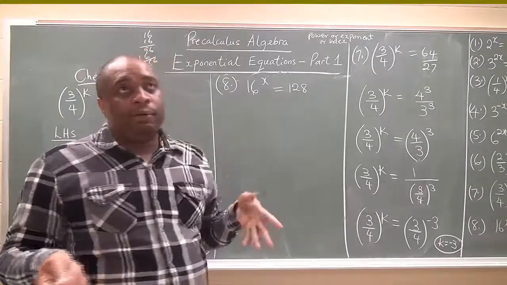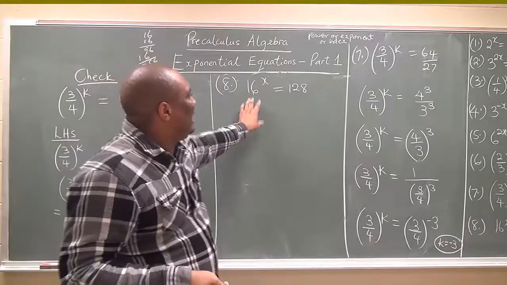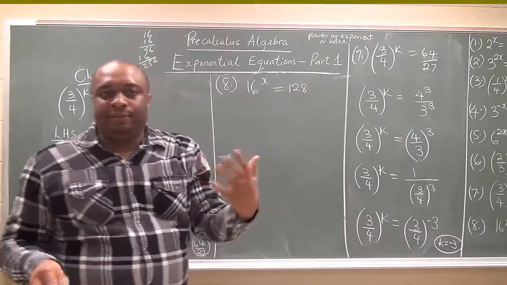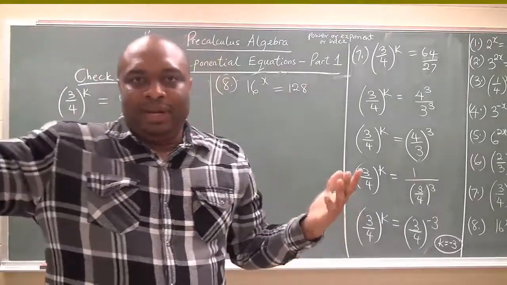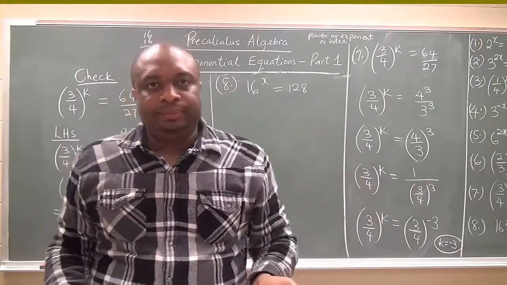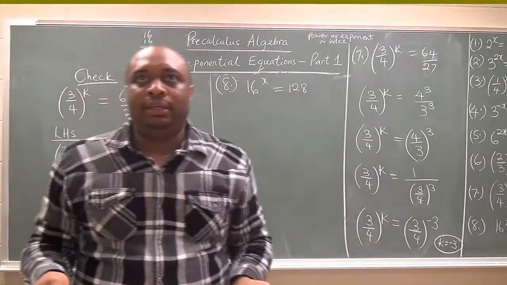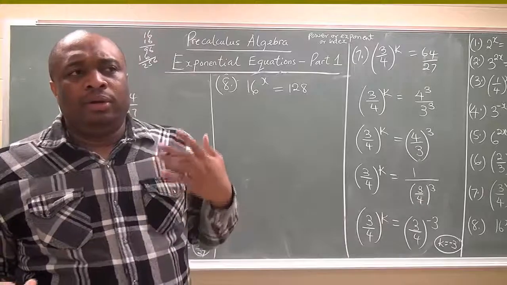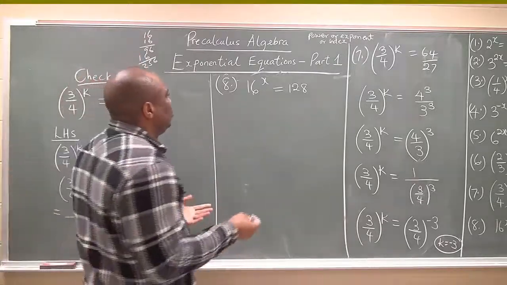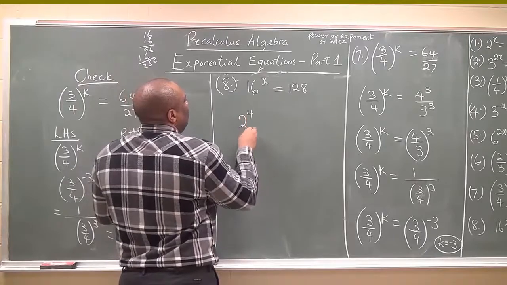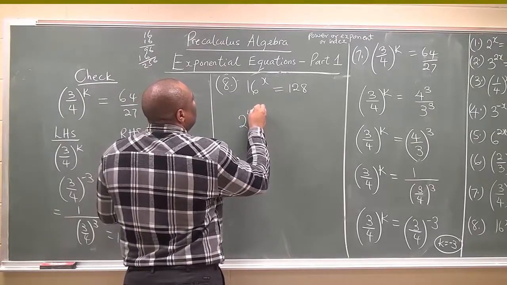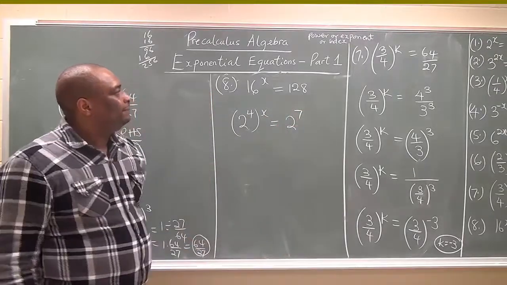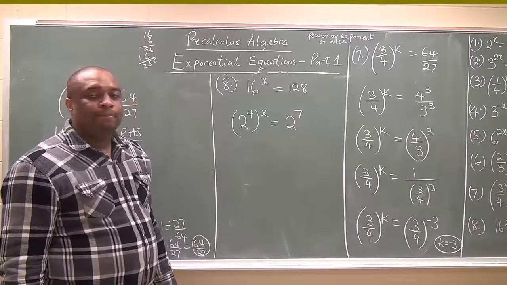If we look at 4, we can express 16 as 4 squared, but for 128 we don't have 4 exponent any whole number to give us 128, because 64 times 4 is 256. So we try 2, and we see that 2 will work. Because 16 is 2 exponent 4, then times x now equal to 2 exponent 7. See that? So that's the way we do it.